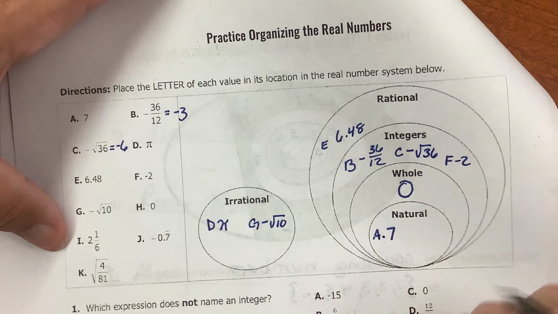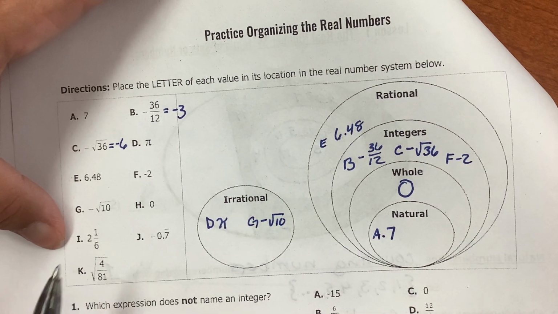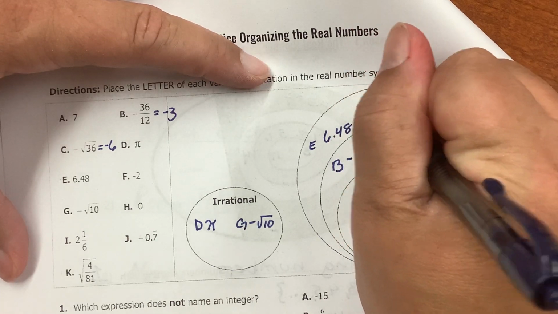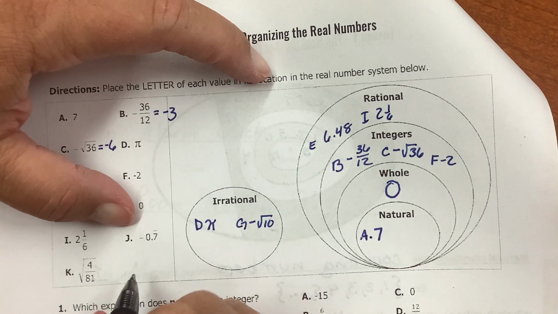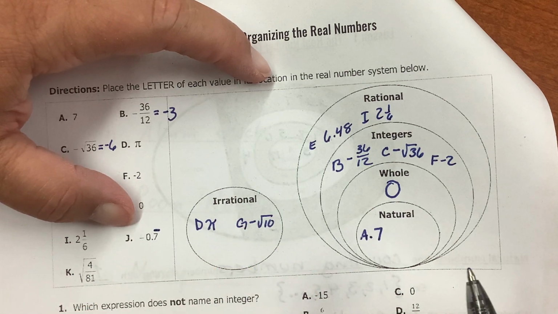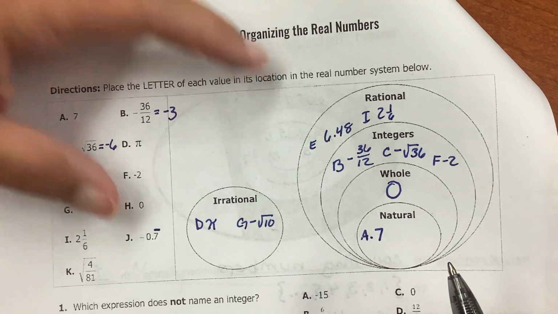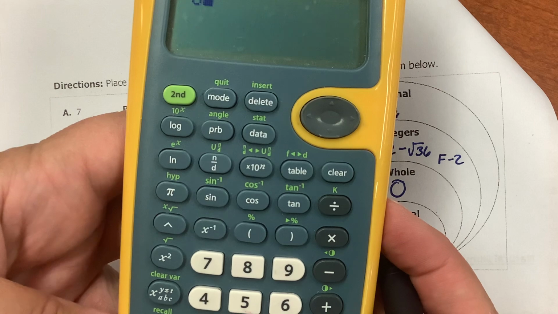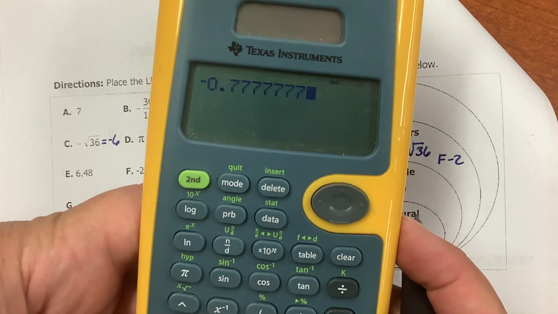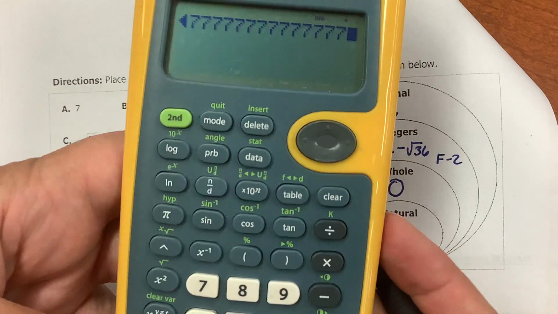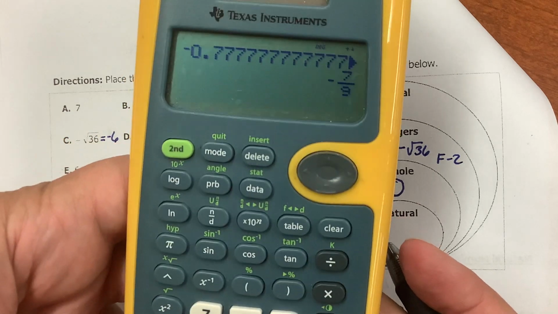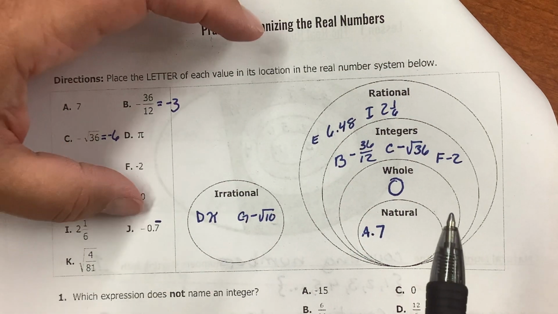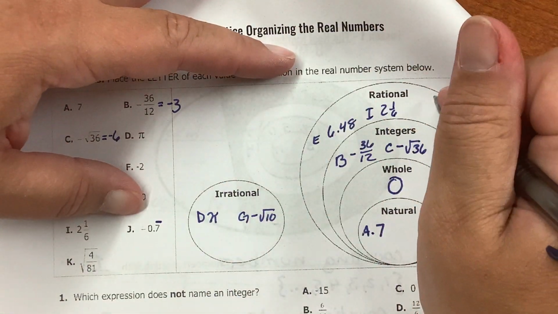All right, 2 and 1/6, that is a mixed number. Mixed numbers are rational. So I'm going to put that here, I, 2 and 1/6. Oh, look, it's hard to see, but it's there. It's a negative repeating 7/10. So if I put that in here, negative 0, and as many 7s as I can put on here, it's going to turn it into the fraction 7/9. Fractions are rational, even if they're negative, so repeating decimals are rational.